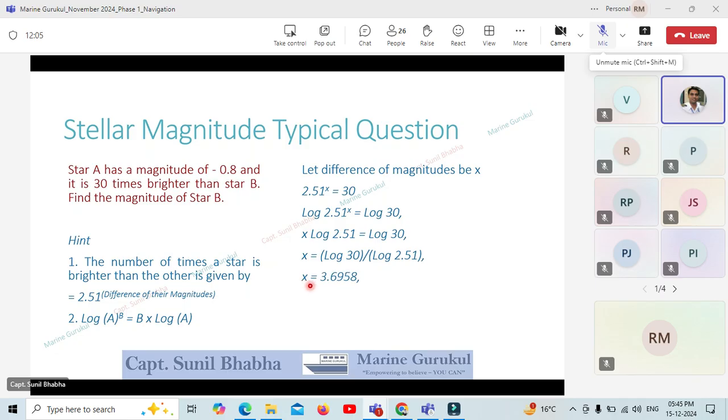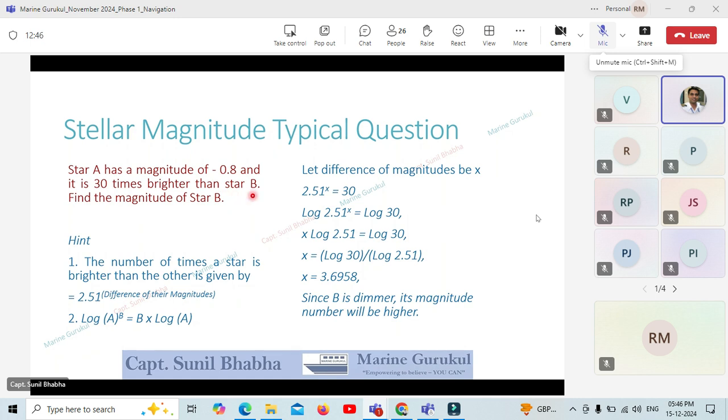So when we solve this for x, it gives us the value as 3.6958. So this x, which was assumed to be the difference of magnitude between star A and B, has been found to be 3.6958. Now it is given that the magnitude of star A is minus 0.8. The difference is 3.6958. And since star B is dimmer, it is given in the question, star A is 30 times brighter than star B.